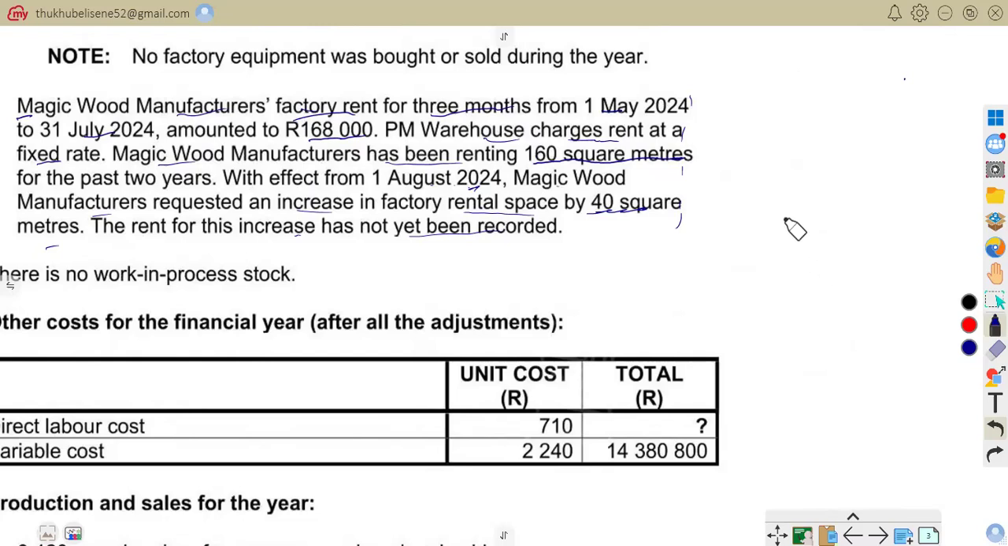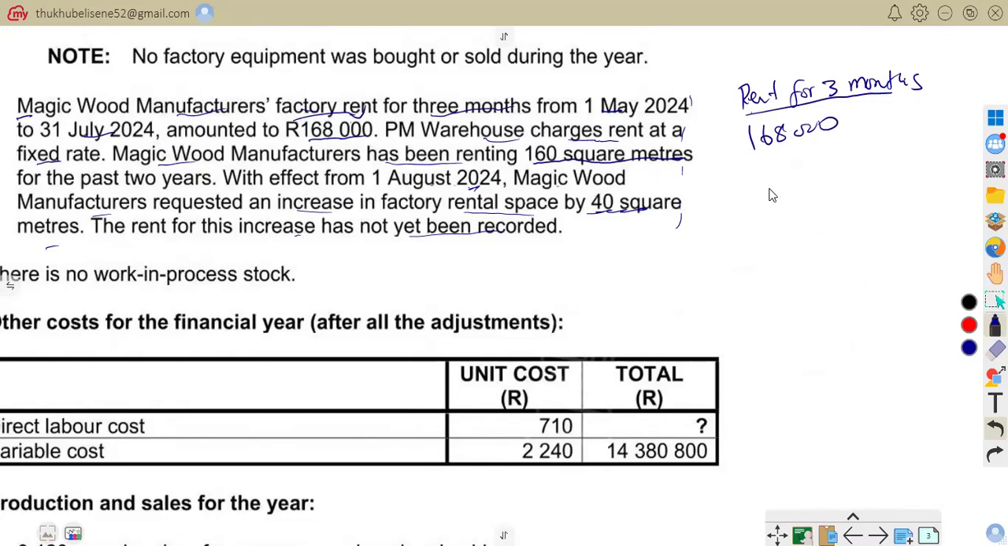We do have rent for 3 months. So it means you're going to have rent for 3 months. How much is our rent for 3 months? That is May to 31 July. Rent for 3 months is 1 May 2024 to 31 July 2024. That is 168,000. I'm talking about this amount.